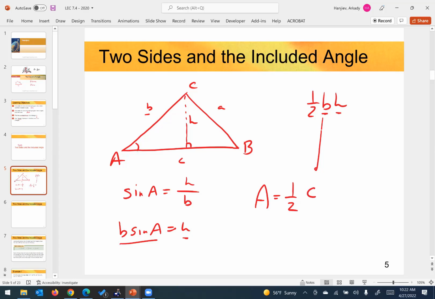And then let's bring this over. So this is B sine of A. Make it look nice. In the formula, what we do is with that B and the C, just put them in alphabetical order, that's all. So 1/2 times BC sine of A.